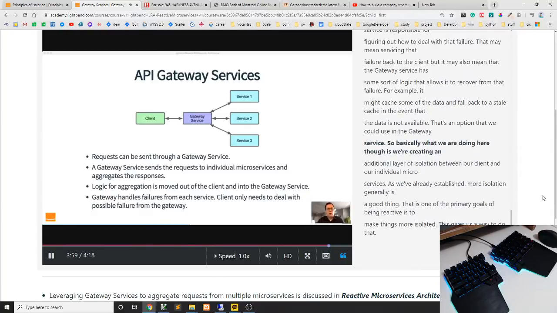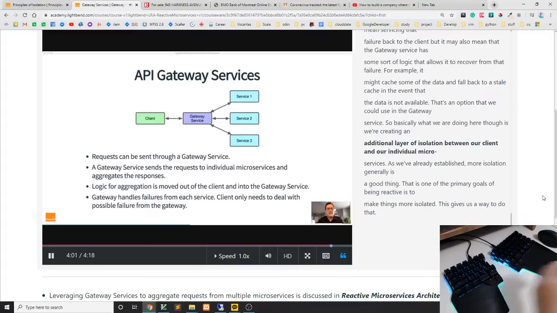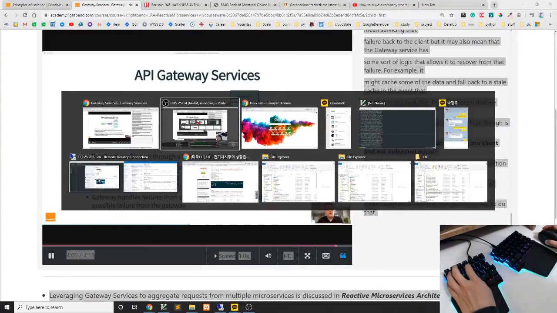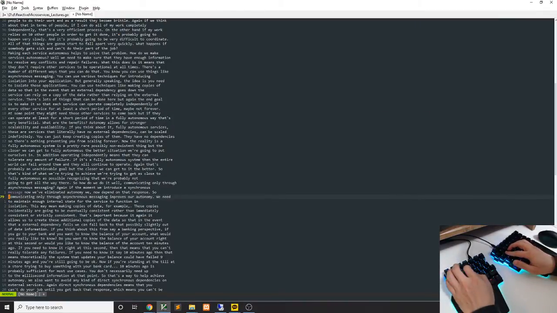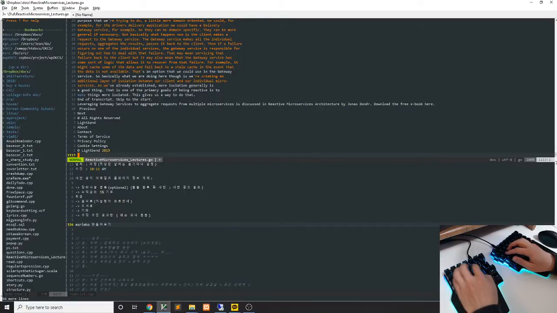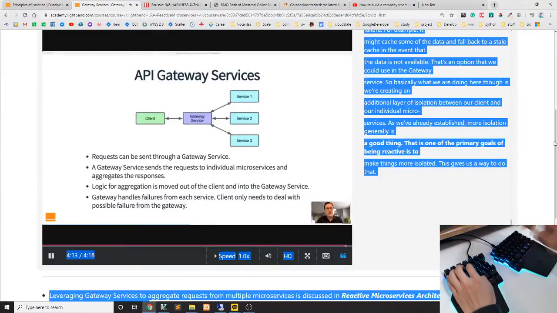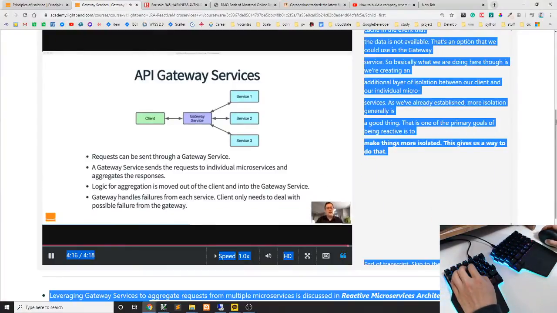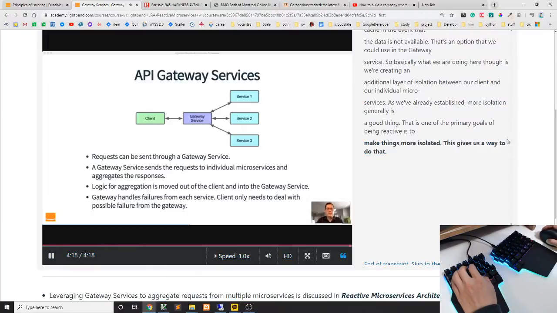So basically what we are doing here, though, is we're creating an additional layer of isolation between our client and our individual microservices. And as we've already established, more isolation generally is a good thing. So that is one of the primary goals of being reactive, is to make things more isolated. And this gives us a way to do that.